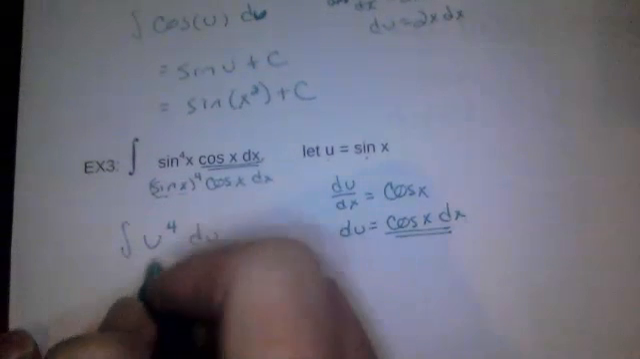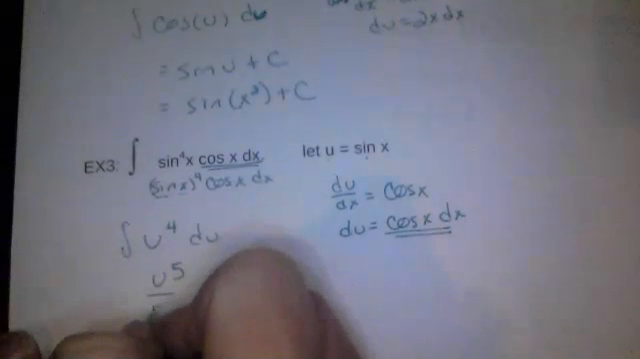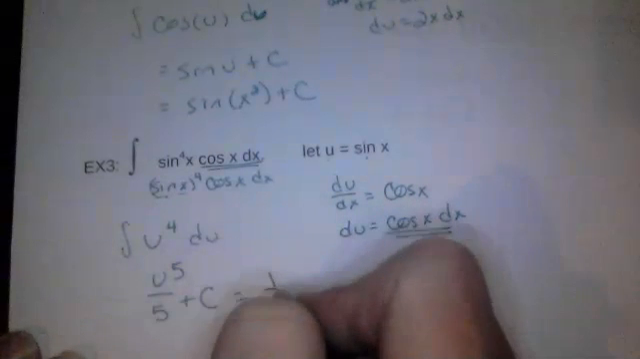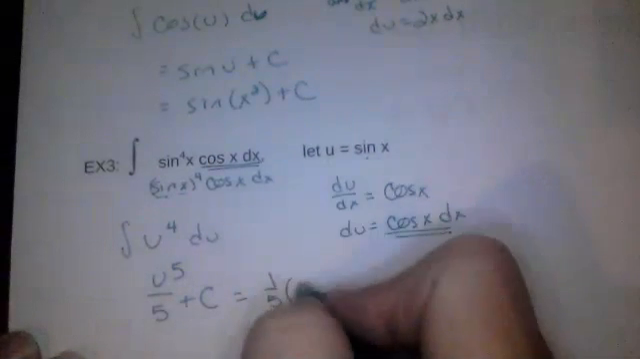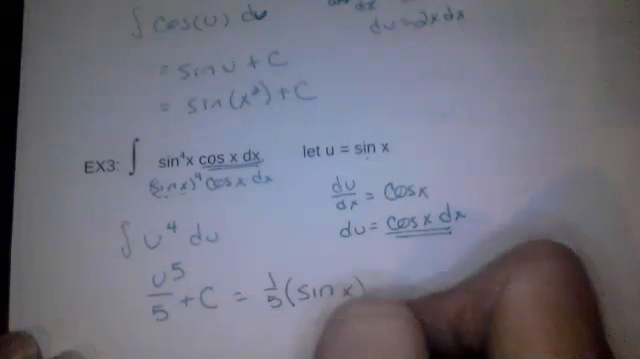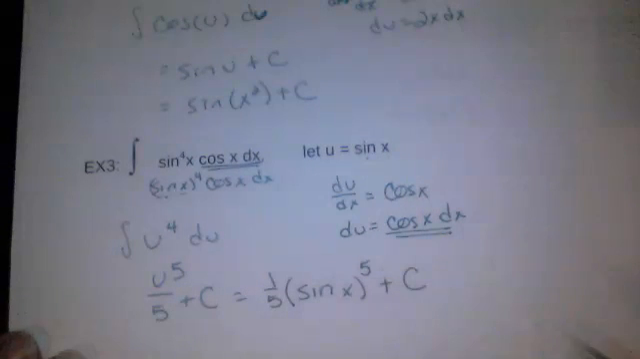So we integrate that, and we get U to the fifth power over 5 plus c, or 1/5, and then replace U with sine of x to the fifth plus c.